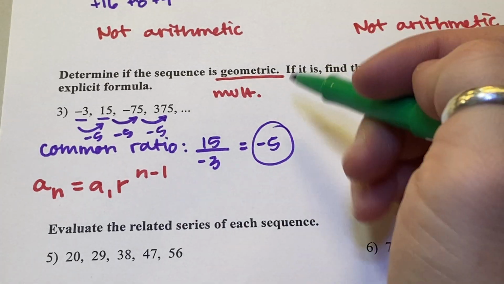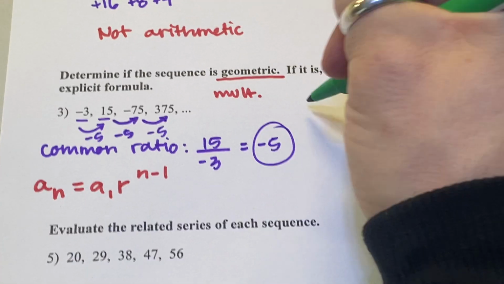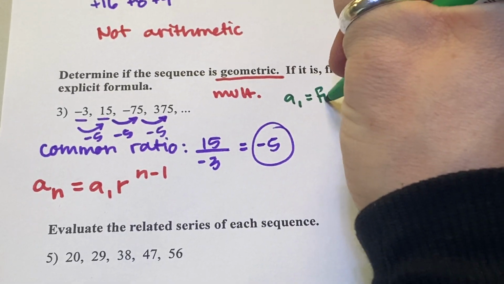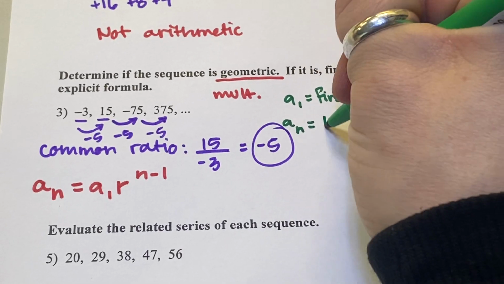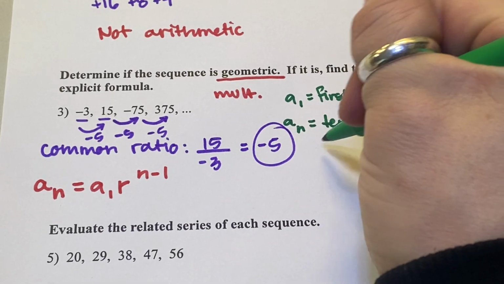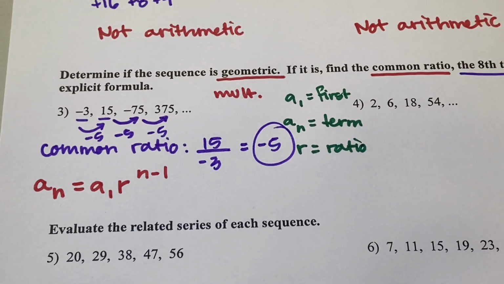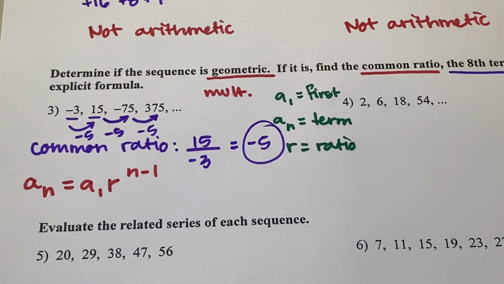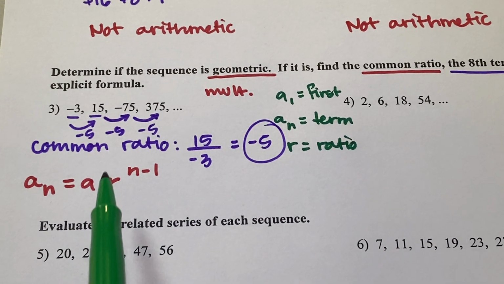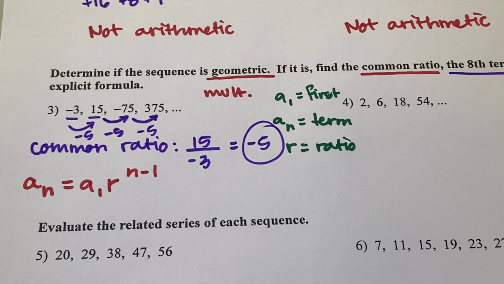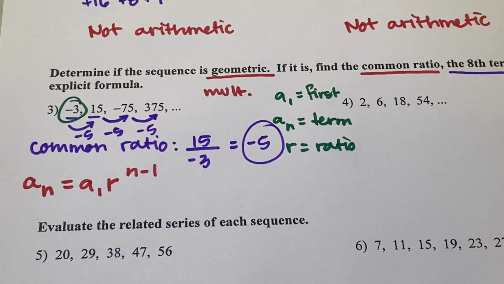Here's what we need. We need the first term, A1, equals the first term in the sequence. A sub n equals the term you're looking for. And then R is your ratio. Those are the 3 pieces we're going to need to plug into this formula. So tell me, what was my first term in this sequence? Negative 3.